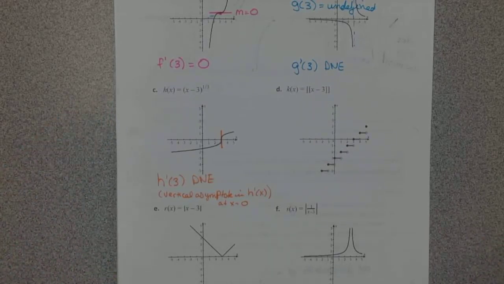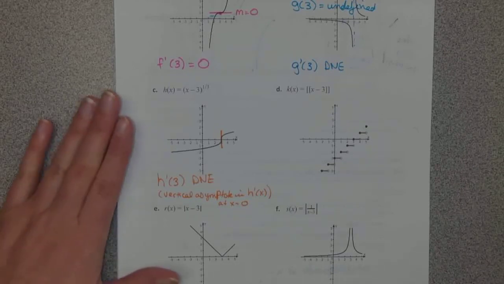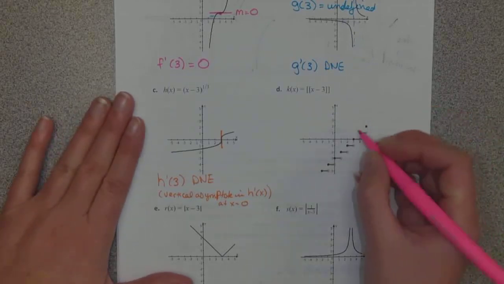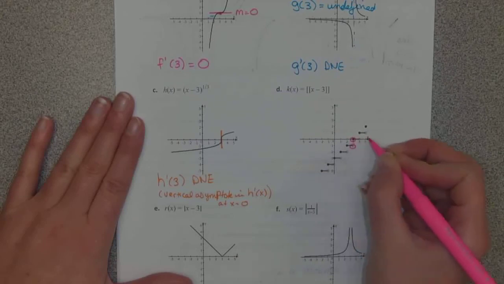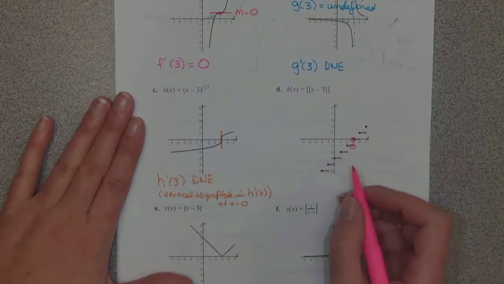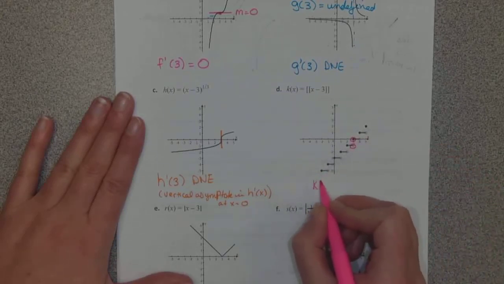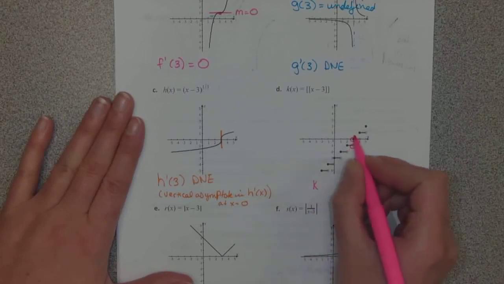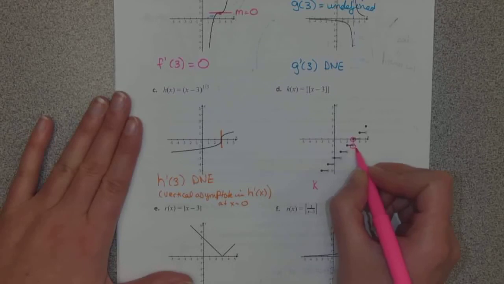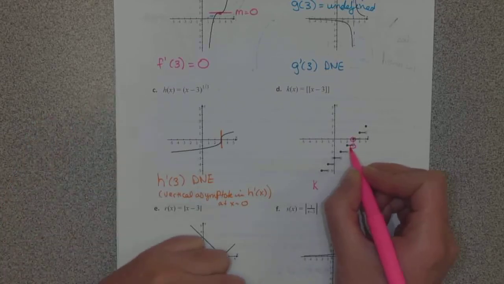Part D, we're looking at another graph here where at 3 you have two different values that you're approaching, and so the derivative won't exist here either. So again, anytime that there's a discontinuity in the original function, the derivative won't exist at that point either.